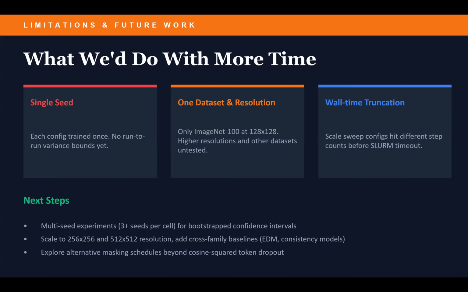Now, finally, the limitations and future work. A few honest limitations that we faced were that each config was trained with a single seed, so we do not have variance bounds yet. We only tested on ImageNet-100 at 128 resolution. And some scale sweep configs hit SLURM timeouts at different step counts. The next steps that we would like to take are multi-seed runs, higher resolutions, and exploring alternative masking schedules beyond our cosine-squared choice.